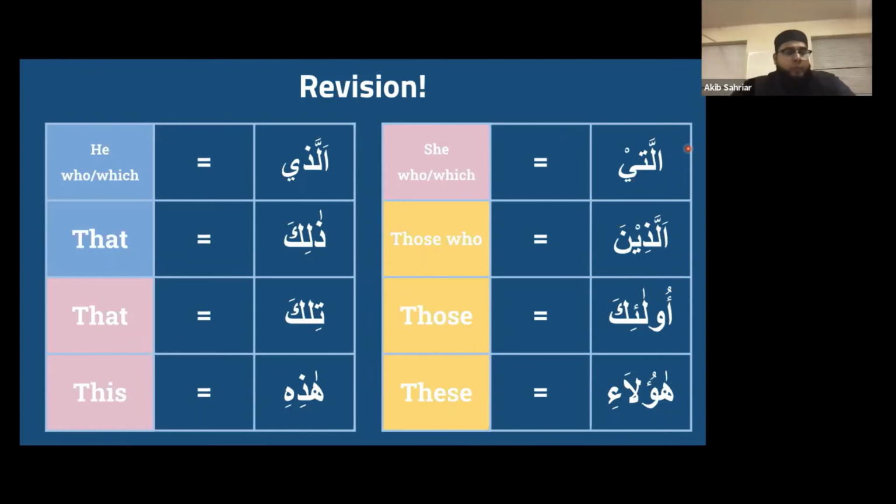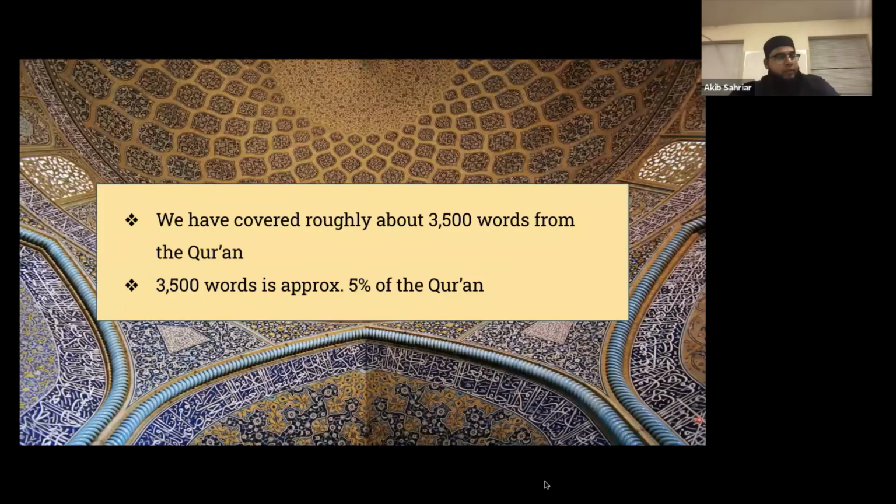So far we did 9 words, and these 9 words come so many times that they amount up to 3,500 words from the Quran. That's approximately 5% of the Quran. So from 9 words, you already know 5% of the Quran. I think that's pretty good progress, right? 5% of the Quran just from these basic, simple pronouns.